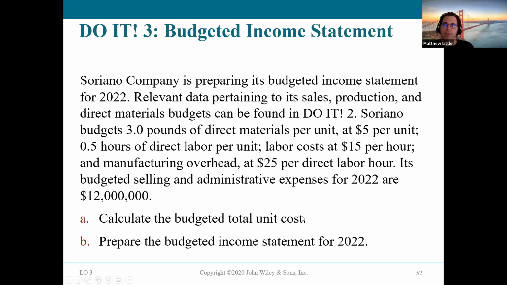Next, we have a little example. Soriano again is preparing its budget income statement. They budget 3 pounds of direct materials per unit, $5 per unit, 0.5 hours of direct labor per unit, labor cost $15 per hour, and manufacturing overhead at $25 per direct labor hour. Its budgeted selling and admin is 12 million. So we're asked to calculate the budgeted total unit cost.